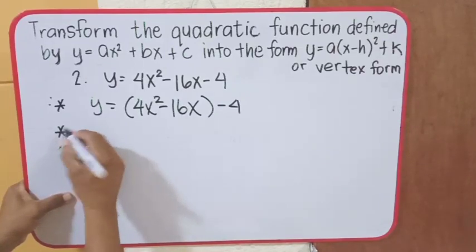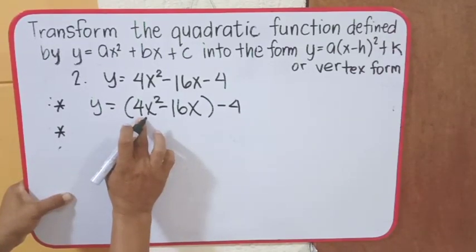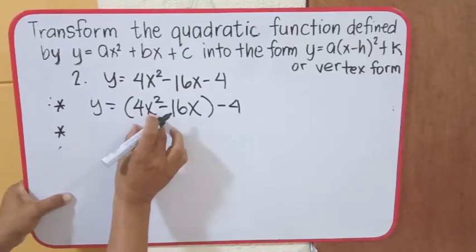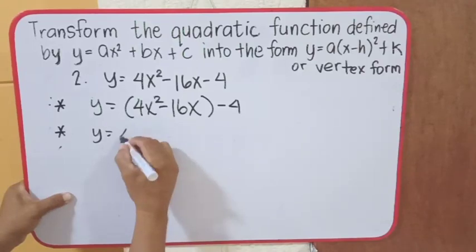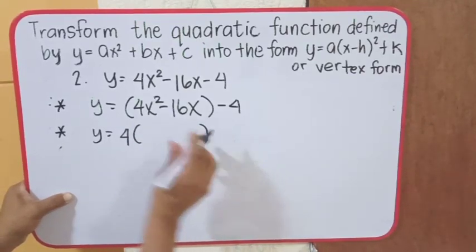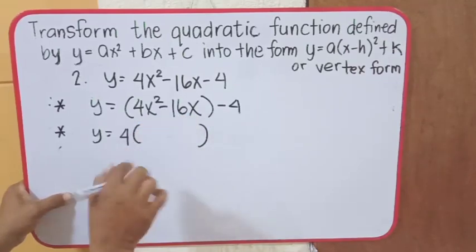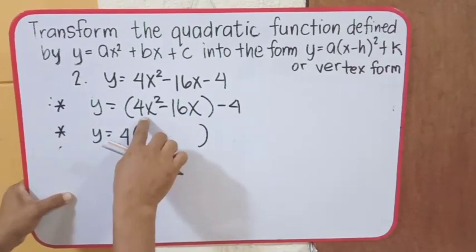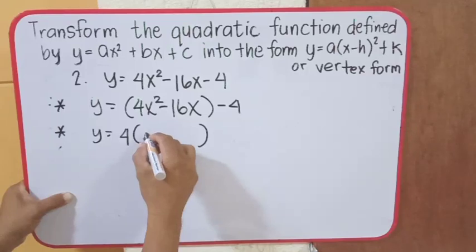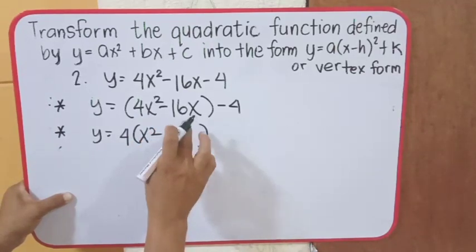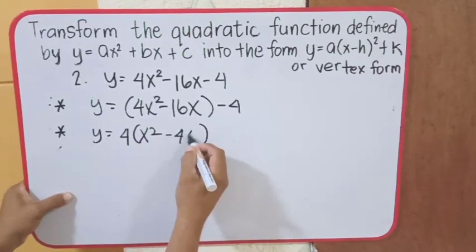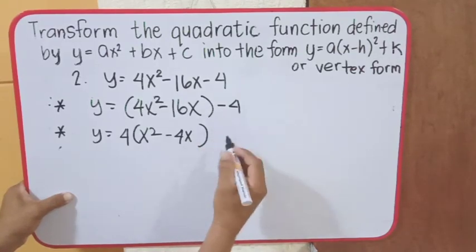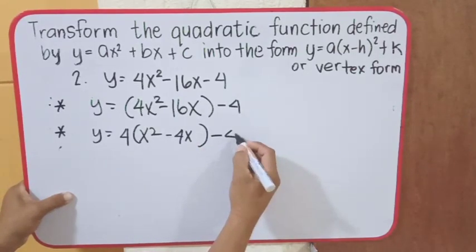Second step natin, factor natin ang a, at saka yung x squared. So, ang factor nito ay 4 times x squared. Labas lang natin ang 4 sa labas. Para maging equal siya sa loob ng parenthesis, i-divide lang natin itong ating 4. 4x squared divided by 4 equals x squared. 16x divided by 4, that is negative 4x. Then, copy lang natin yung constant, which is negative 4.